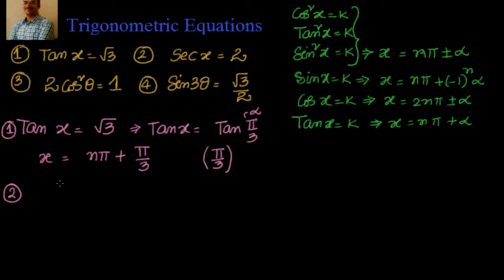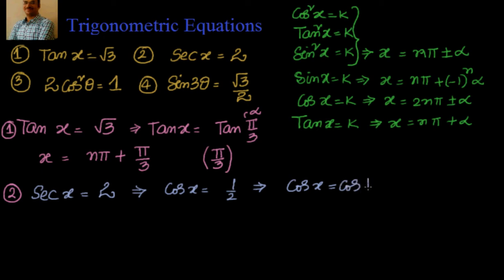Secant x equal to 2. So what I do whenever I see cosecant, secant is try to convert them into sine, cos, tan, because we are more familiar with it. Cos x equal to 1 by 2, which is nothing but cos x is equal to cos 60 degrees is equal to 1 by 2. Cos 60 is nothing but equal to cos of pi by 3.